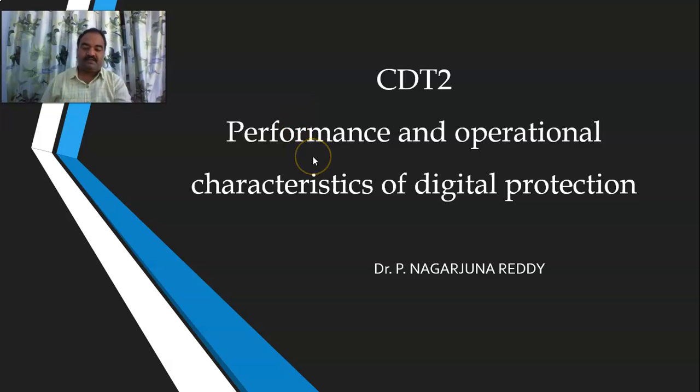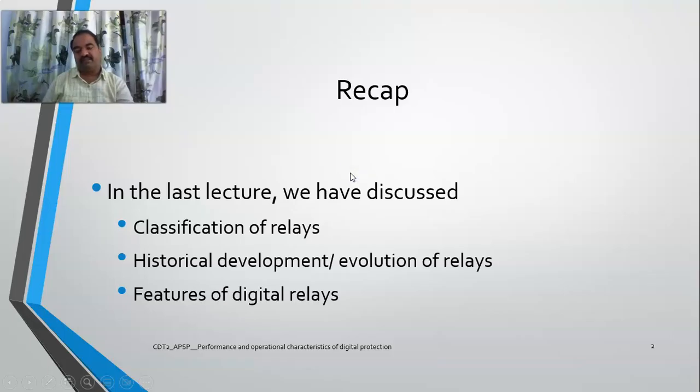Today's topic is characteristics of digital protection. In the last lecture, we discussed the classification of relays and the evolution of relays. We have seen that so far we have 5 generations of relays, starting with electromechanical relays, which started somewhere in 1900. Next, in the 1960s, we got the static relays, followed by microprocessor-based relays, and then followed by PC-based relays, which we call numerical relays.